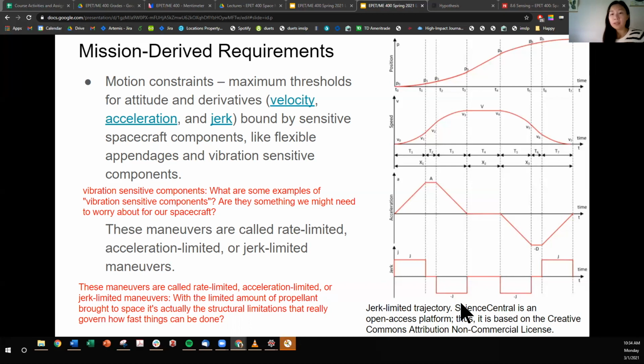For example, the maximum angular momentum of your reaction wheel divided by your moment of inertia will be your maximum angular rate. Your reaction wheel's maximum torque divided by your moment of inertia is your maximum acceleration. So yes, structural limitations can be one limiting factor, but I think the dominant limiting factor is a characteristic of the actuators that you choose for your system.